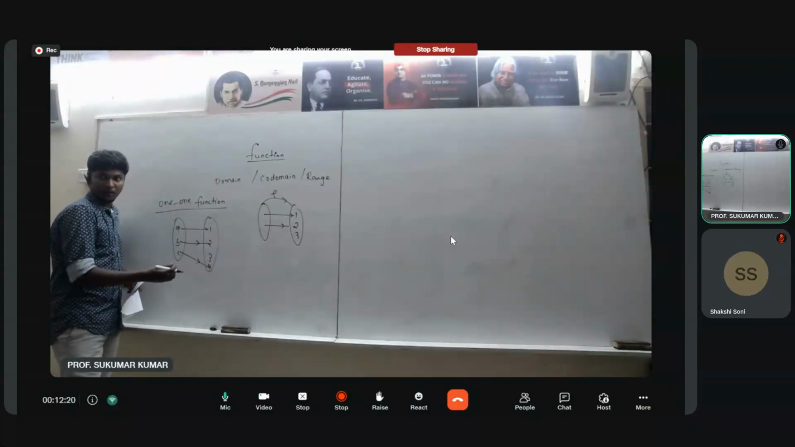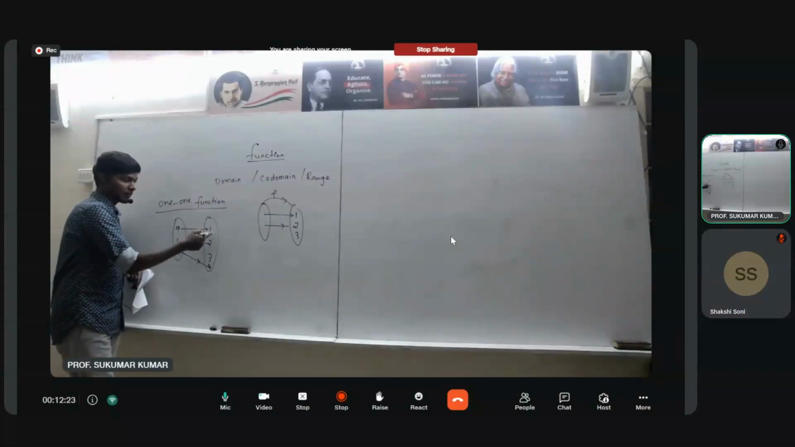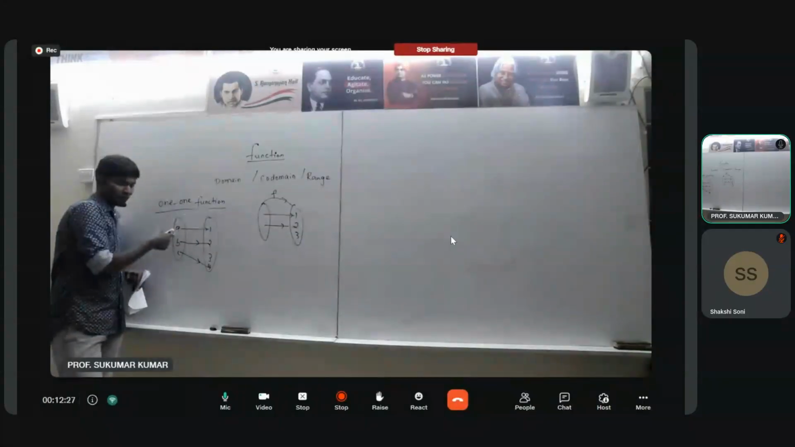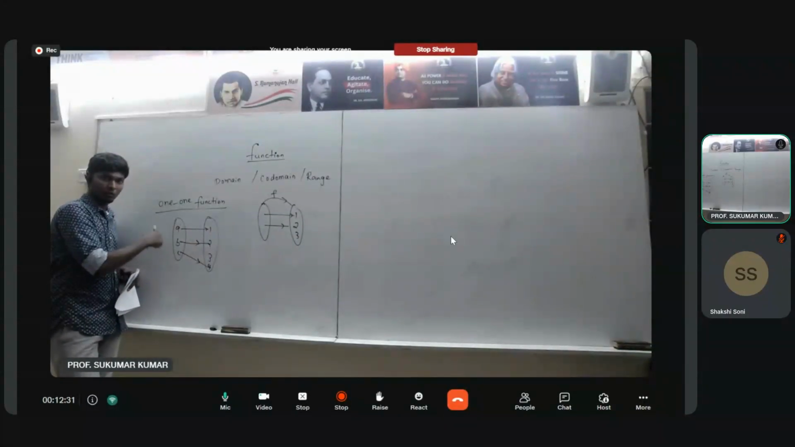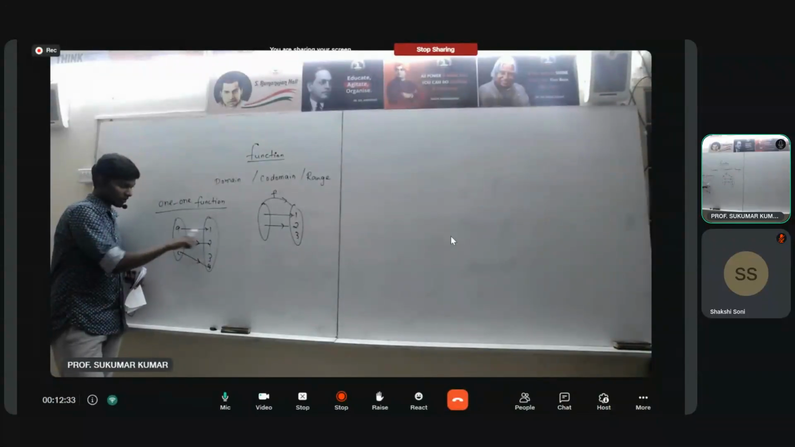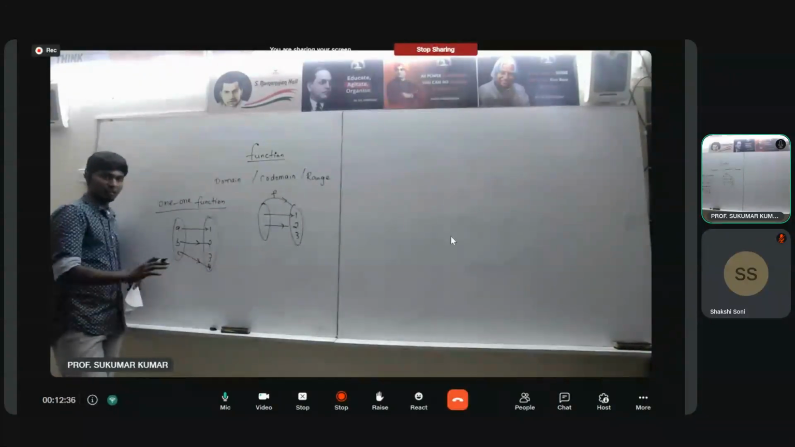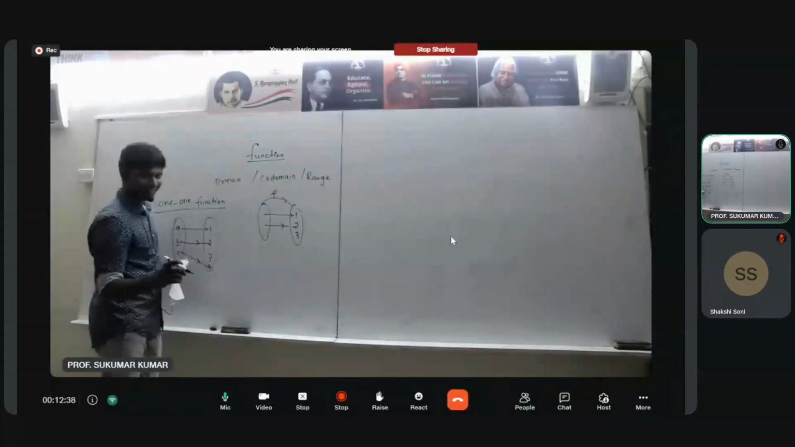Like we can say, in this particular image, it is preserved that a particular element in the domain is not mapped to other elements. Got it? So A particularly maps to 1 only, not any other element. I think you know it.